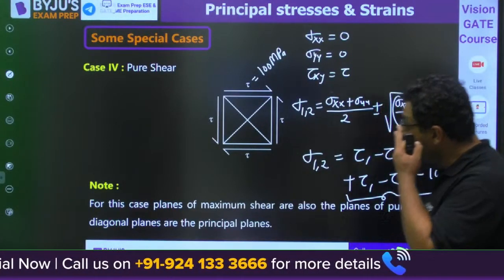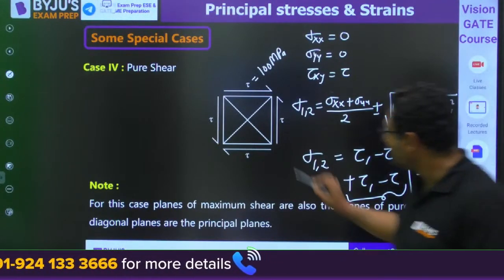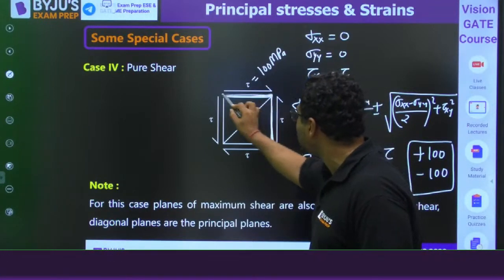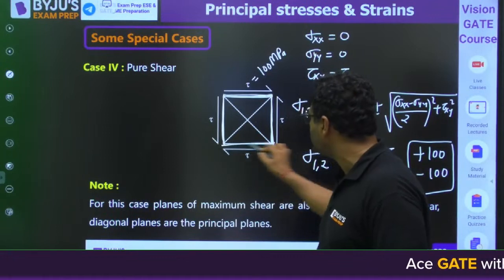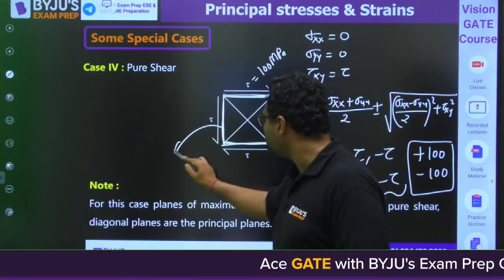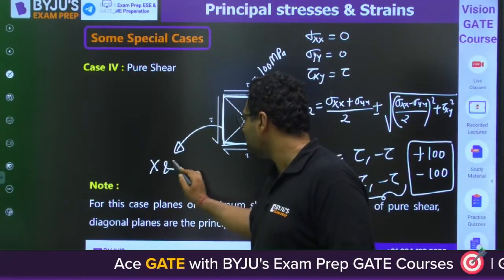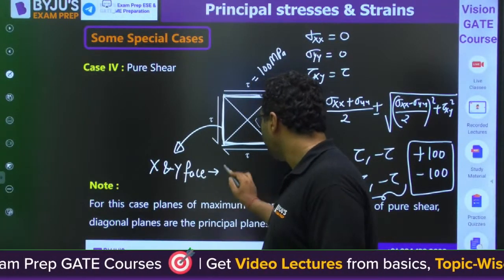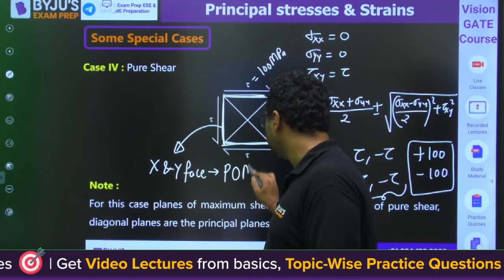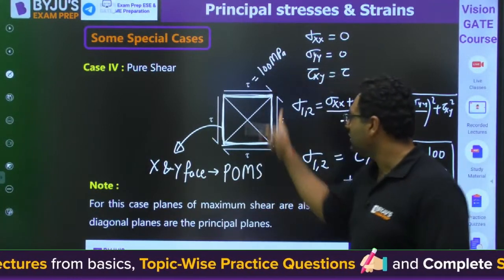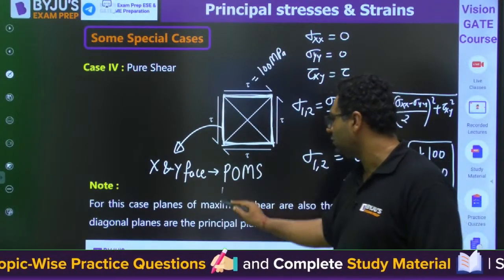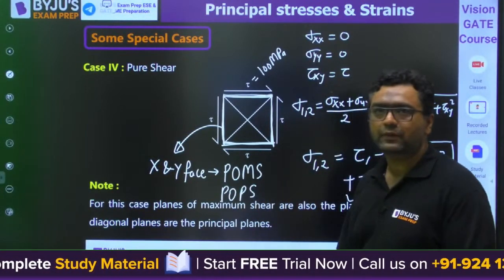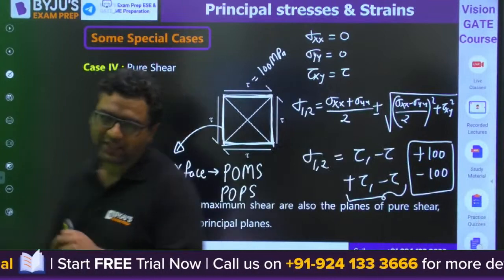Okay. So my dear, for this case, the diagonal planes will be principal planes, and the x and y faces are the planes of maximum shear. You can see these faces are planes of maximum shear, and as there is no normal stress acting on them, they are planes of pure shear as well. Okay, is it clear? They are planes of pure shear as well.